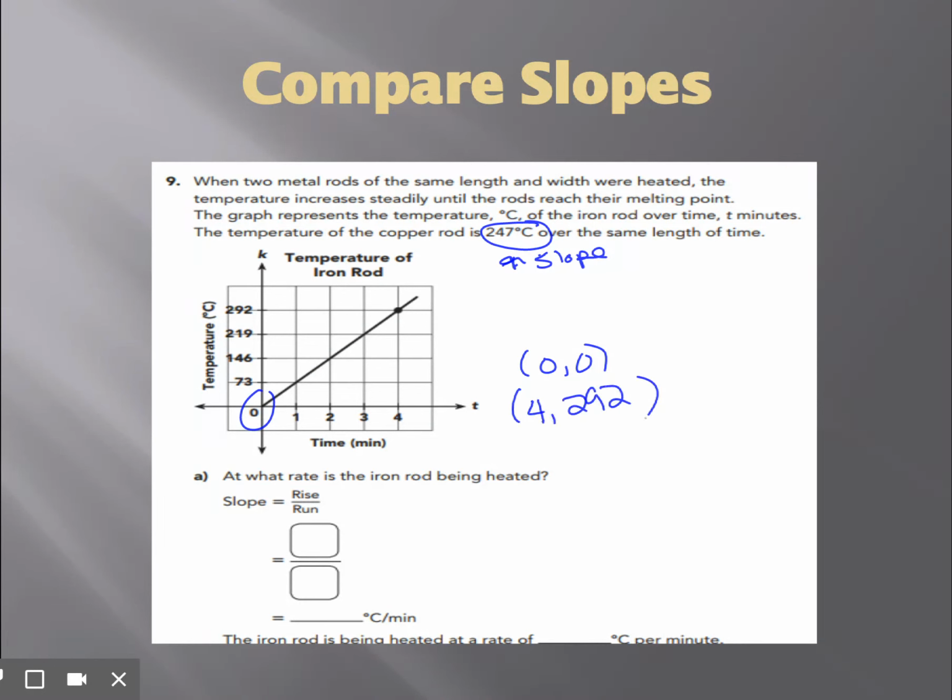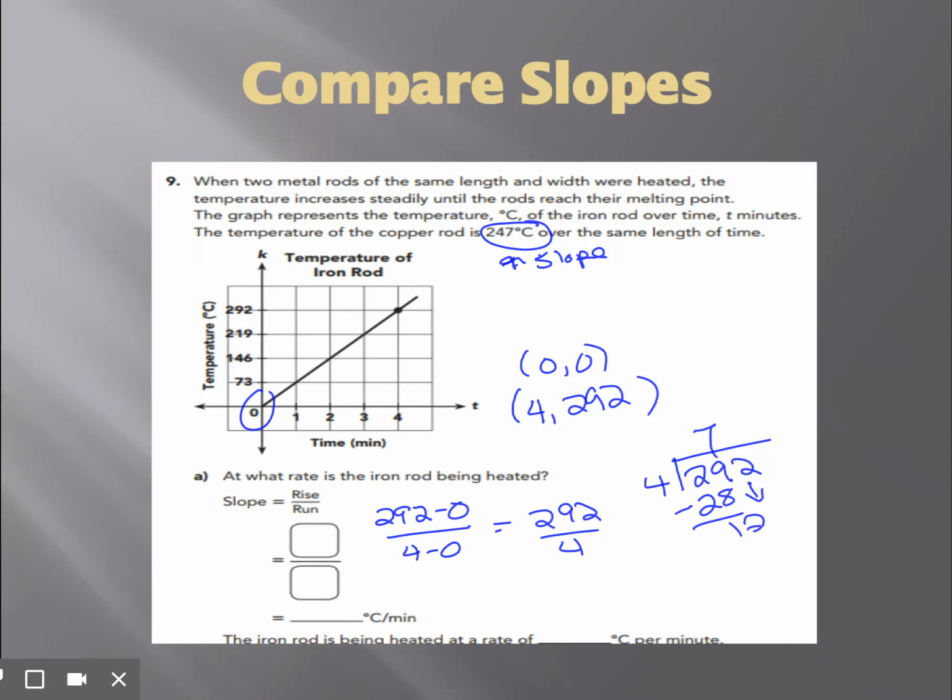So I'm going to calculate my rise over run, which would be 292 minus 0 over 4 minus 0, which is 292 over 4. I'm going to do that one with long division instead of trying it in my head, so I don't make a silly mistake like last time. Okay, so it looks like our slope is 73. So that means it's heating 73 degrees Celsius per minute.